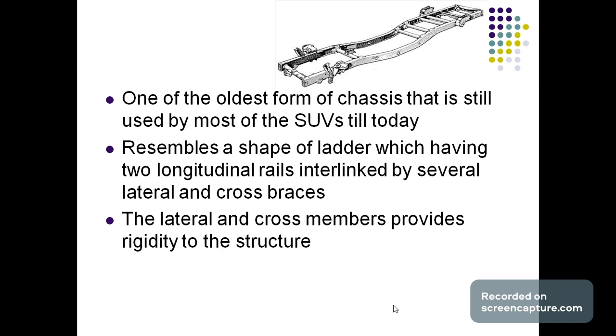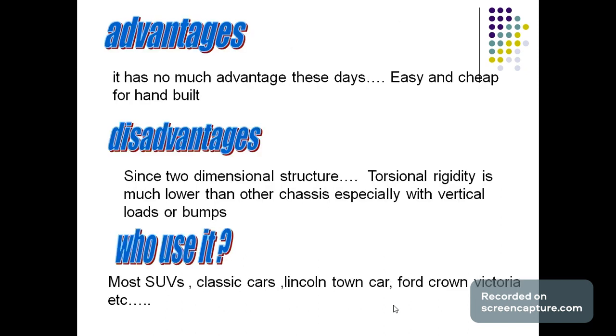The advantage of this type of chassis is that it is easy and cheap to hand build. The disadvantage is that its torsional rigidity is much lower than other chassis, especially with vertical loads or bumps. It is used in most SUVs and classic cars.